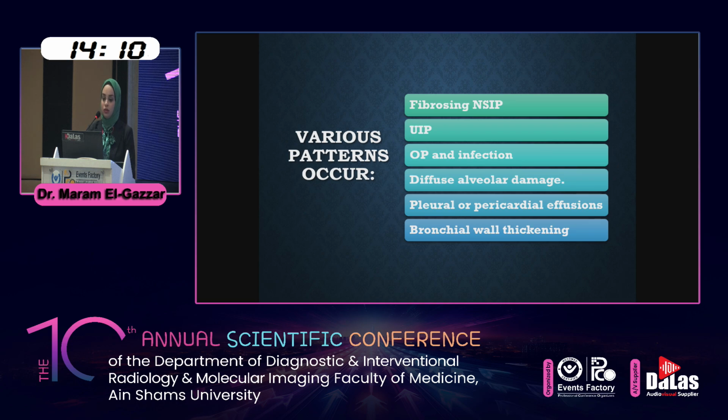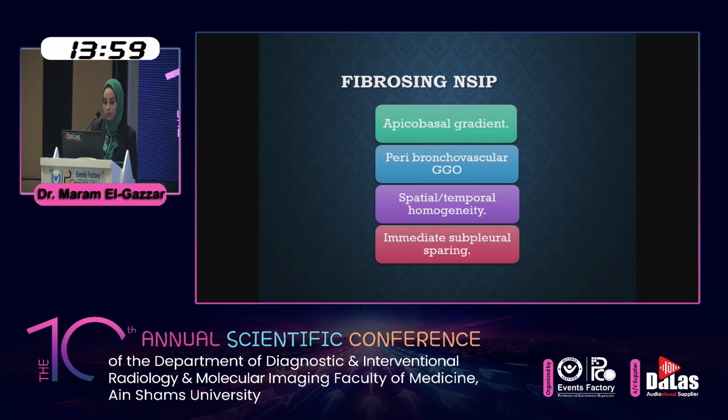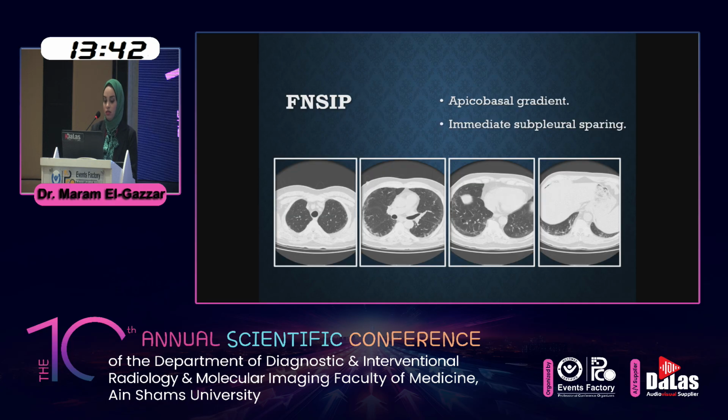But what patterns occur? We have either fibrosing NSIP, UIP, organizing pneumonia and infection, diffuse alveolar damage, pleural or pericardial effusion, or bronchial wall thickening. So the pattern of fibrosing NSIP has a special pattern we should know: there is an apicobasal gradient, peribronchovascular GGO, spatial and temporal homogeneity, and immediate subpleural sparing. This is an item we will discuss later.